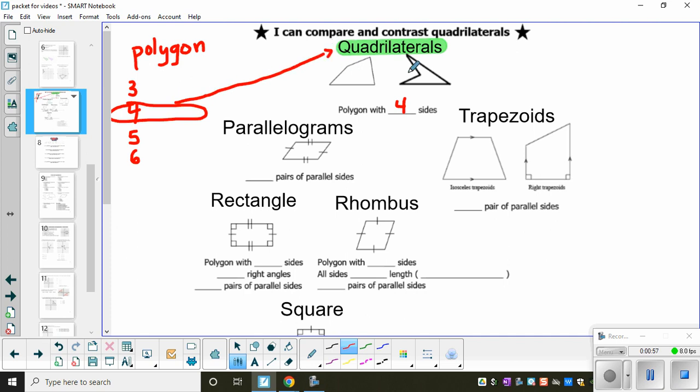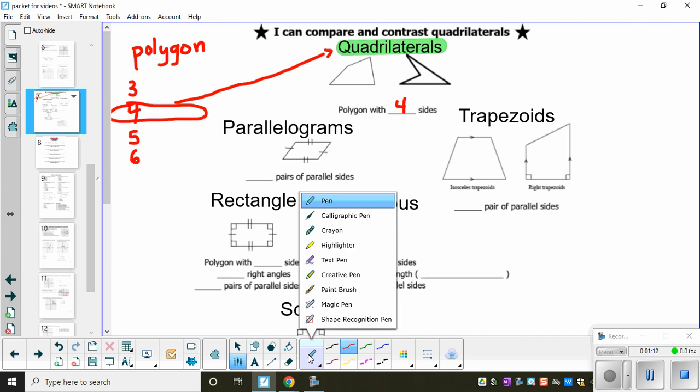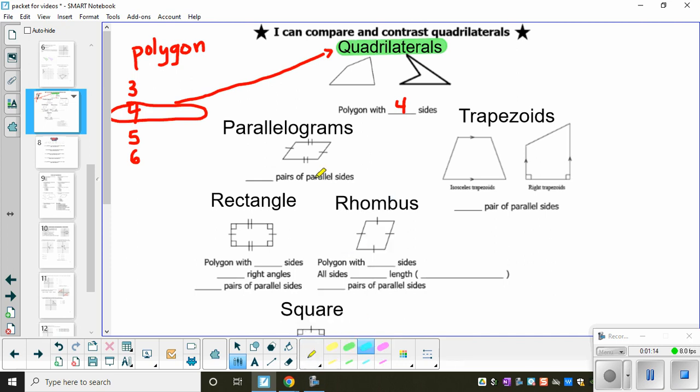Now what I have here are just two random shapes. You can see that there's nothing particular about them, but they do each have four sides. Now what we can do is we can kind of start to organize shapes that have four sides into one of two categories. And it actually has to do with how many sets of parallel sides that they have.